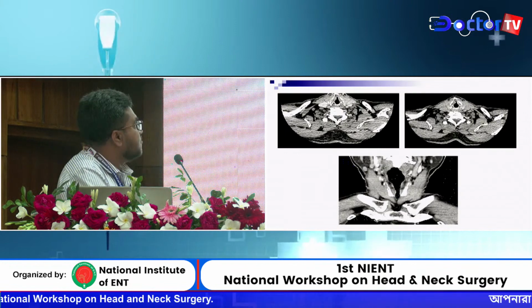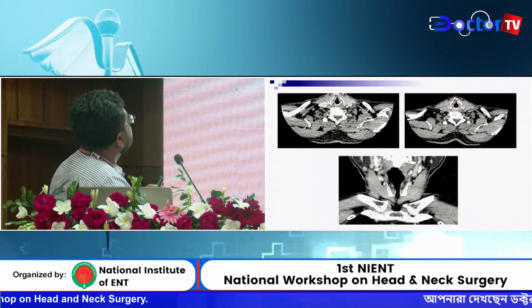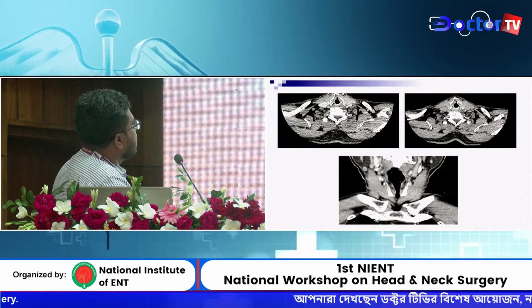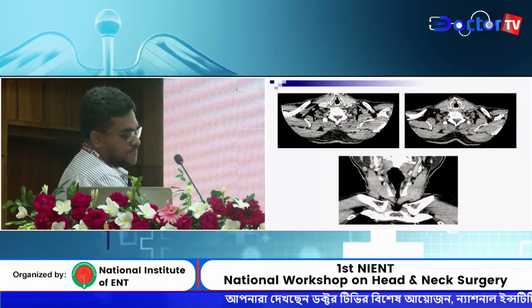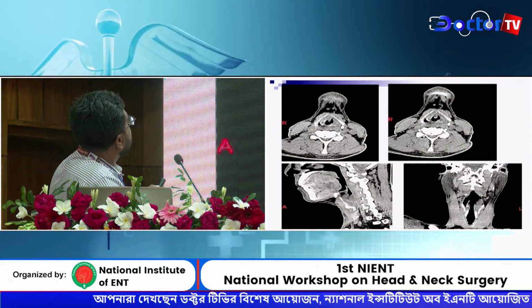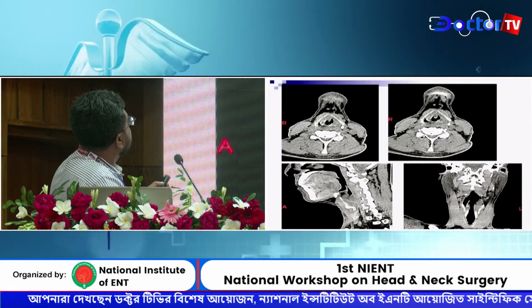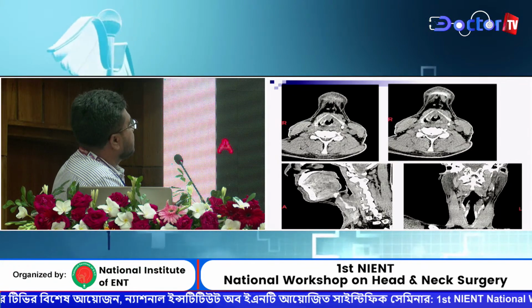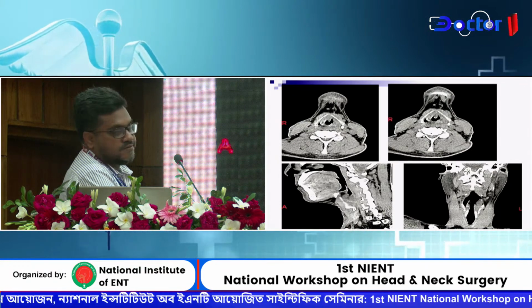Here is a T1 tumor, a small tumor. I saw it previously, a small lesion in the glottic area. It is a T1 tumor. Another tumor involves both sides of the supraglottic area. This is a T2 tumor.